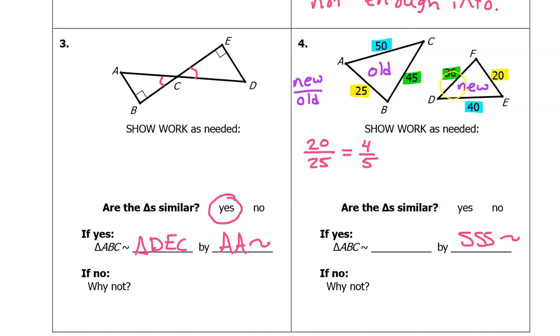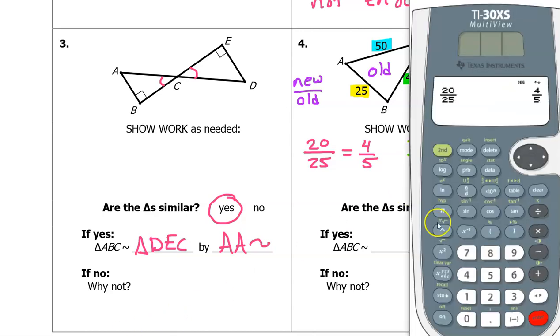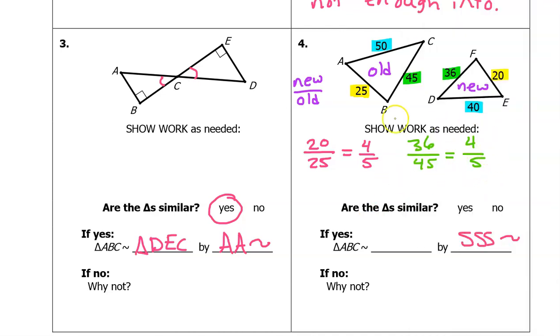Okay, new over old, remember. So I'm going to do 36 over 45. Okay, both of these are divisible by 9. And I can tell that if I divide both of these by 9, I'm going to get 4 over 5. Again, let's put it in the calculator though. 36 over 45. All right, there's 4/5 again.